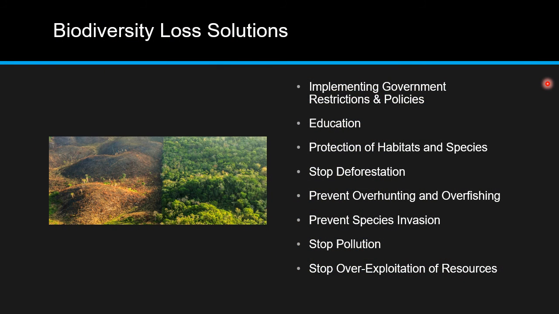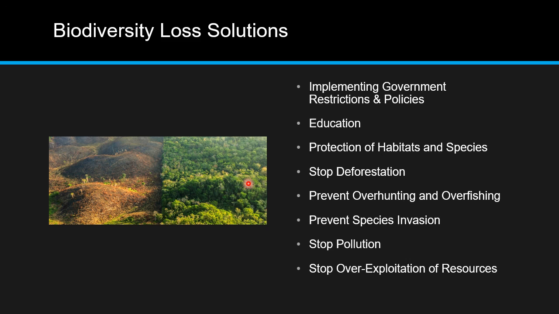But thankfully, there are solutions to biodiversity loss. Biodiversity loss solutions include implementing government restrictions and policies, education, protection of habitats and species, stopping deforestation. So in this photo over here on the left, you see a land that has been deforested, where the trees have been killed off. But on the right, as a result of stopping deforestation and applying volunteer efforts and government restrictions and policies, perhaps, it has been repopulated with trees again.